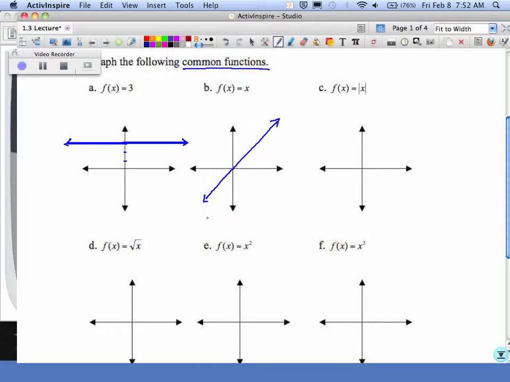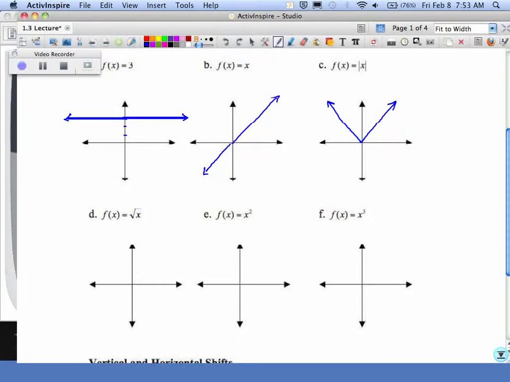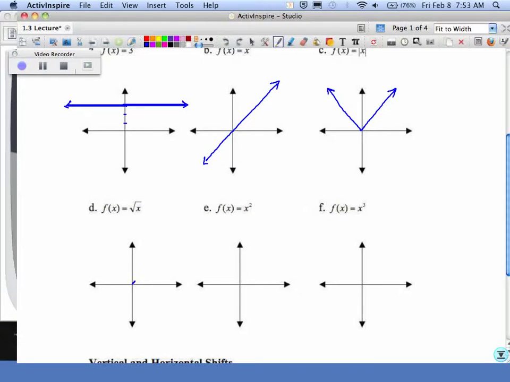Absolute value of x looks like what? That's that V-shaped graph. Square root of x. Kind of that top half of the sideways parabola, if you will, something like that. X squared. U-shaped. So rounded at the bottom. And then finally the cubic, x cubed. We kind of call that S-shaped.